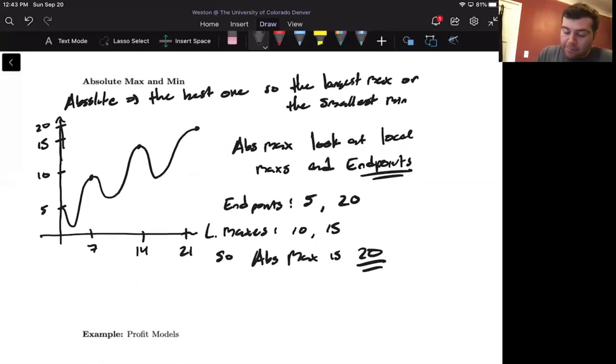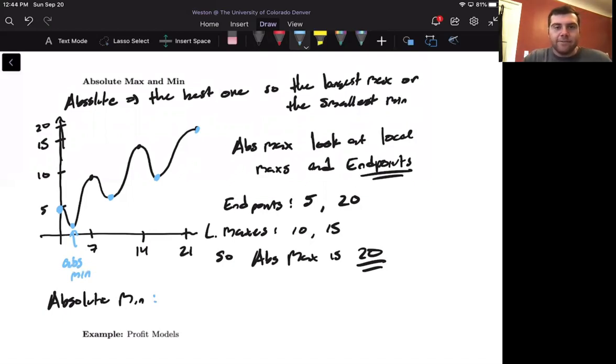If we're looking for the absolute min, take a second and see if you can identify the point on the graph that is the absolute min. Yeah, so we would just look at the endpoints and look at the local mins. So we have local mins here, here, here, and we can see that both of our endpoints are bigger than this point. So this point is our absolute min. And if we wanted to, we could assign values, maybe make that like 4, 2 or something. It doesn't really matter.